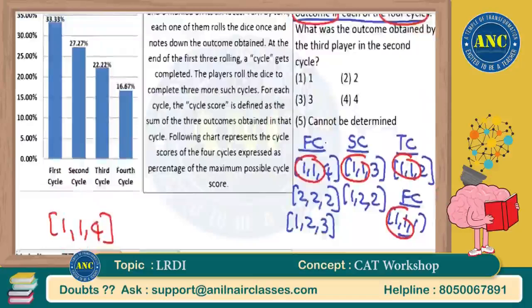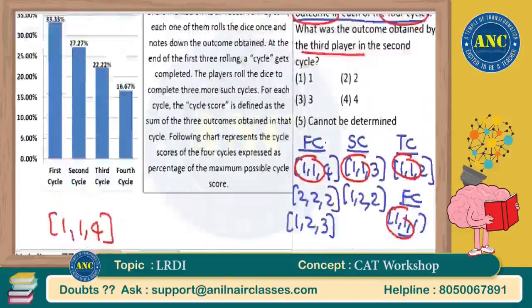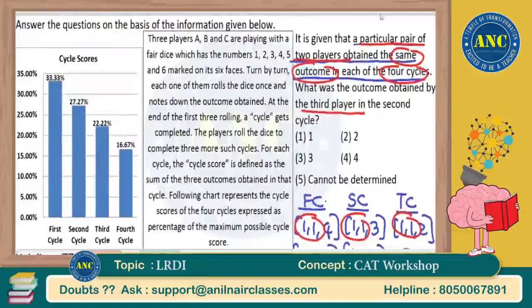What is the question here? What was the outcome obtained by the third player in the second cycle? The answer is 3. I hope it is clear, sir? Very, very easy question if you know how to convert these percentages into fractions. If you know how to convert percentage into fraction, it is a very, very easy question to solve. I hope it is clear, sir?